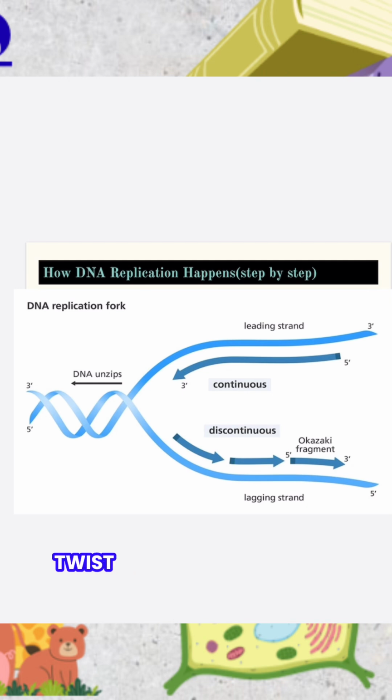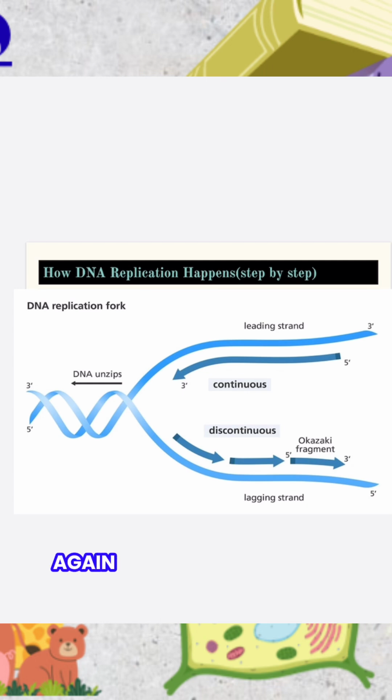However, there is a twist. The two DNA strands run in opposite directions. Because of that, the leading strand is copied smoothly and continuously, and the lagging strand is copied in short sections called Okazaki fragments, since it runs in the opposite direction. Do you understand what I'm trying to say?